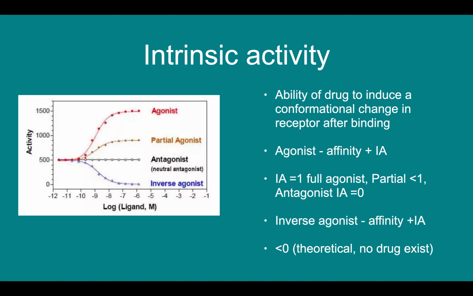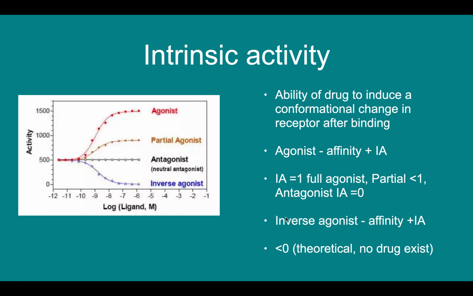So the intrinsic ability of a drug is the ability to induce a conformational change, and that is the induced fit model. So the agonist's affinity plus the intrinsic activity is going to be like the formula you need to concentrate on, because when IA is equal to 1, that's the full agonist, and when it's less than 1 it's the partial agonist, and when it is 0, it's the antagonist.